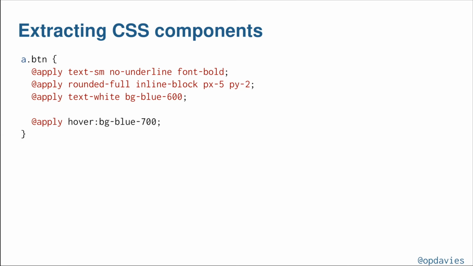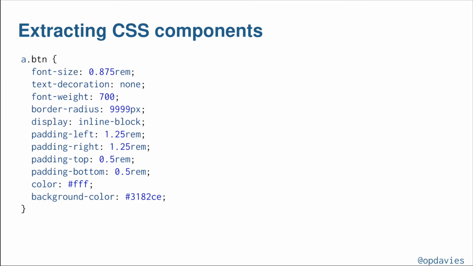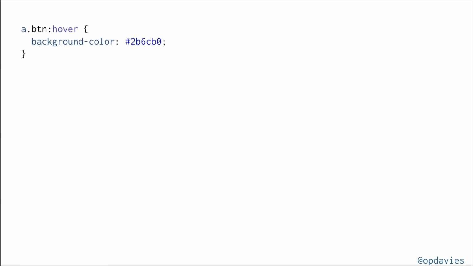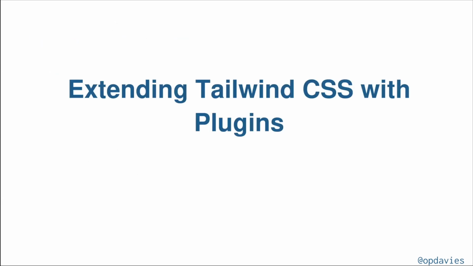So yeah, if we were to run that, then this is what we get. It just takes, let's say, the styling it would have added by adding the class, and puts it into our actual button CSS component. Also, there's our hover state. Moving on to the next slide. Nice.